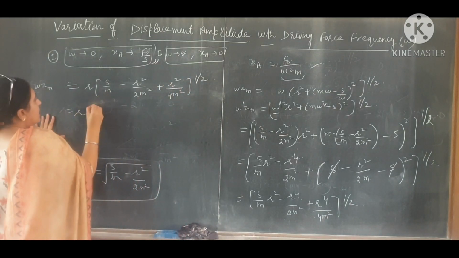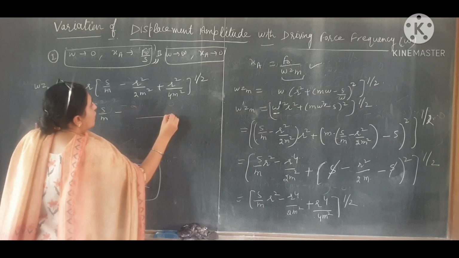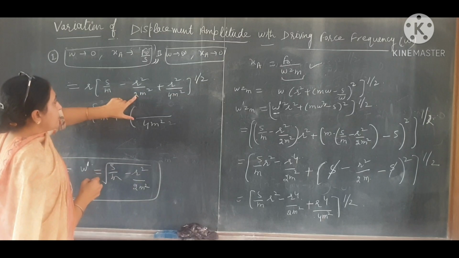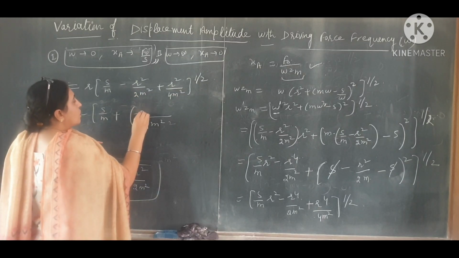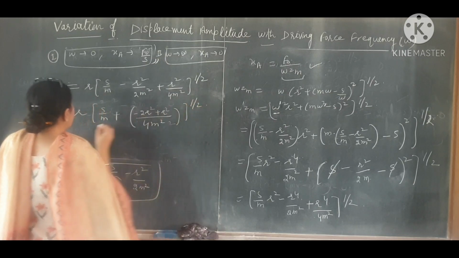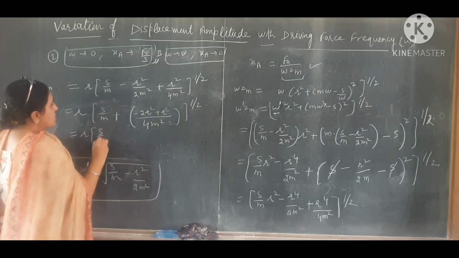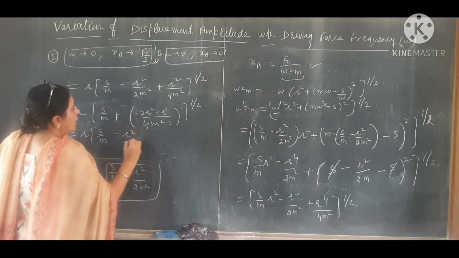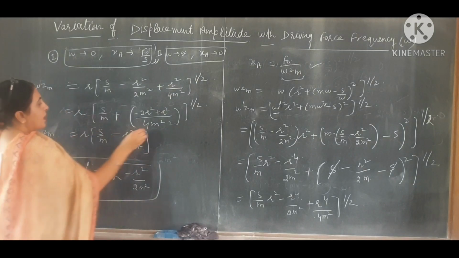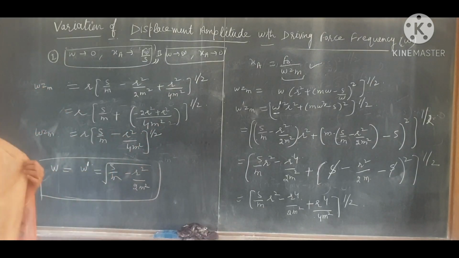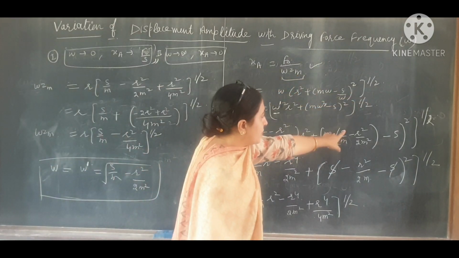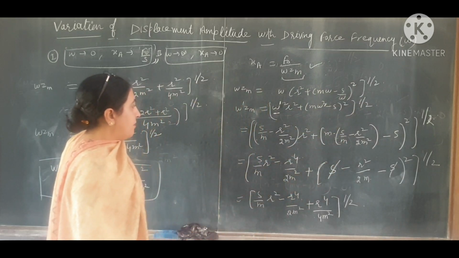Taking LCM, which is 4m square, 2 is here, so minus 2 r square plus r square, raised to power 1 by 2, or it is equal to r into s over m minus r square over 4m square. This is omega zm raised to power 1 by 2, because the power of zm is 1 by 2.